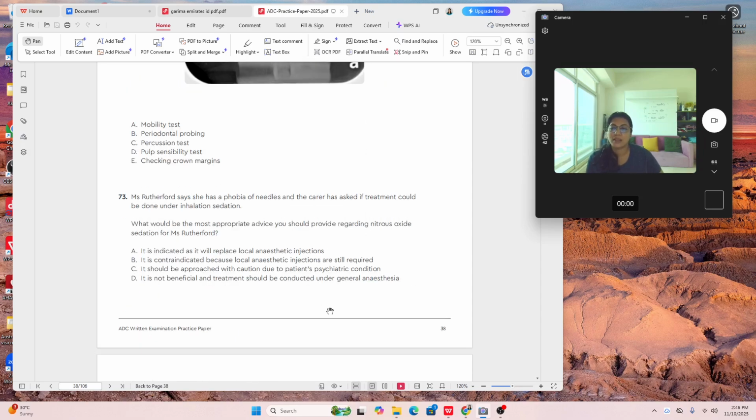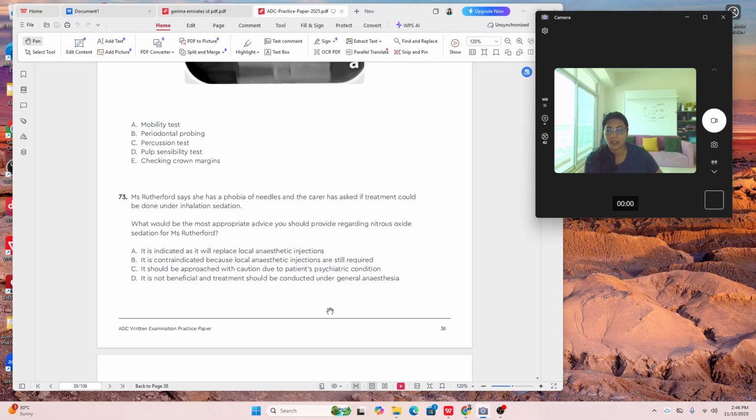Ms. Rutherford says she has a phobia of needles and the carer has asked if the treatment could be done under inhalation sedation, basically nitrous oxide. Some drilling going on above. What would be the most appropriate advice you should provide regarding nitrous oxide sedation for Ms. Rutherford?